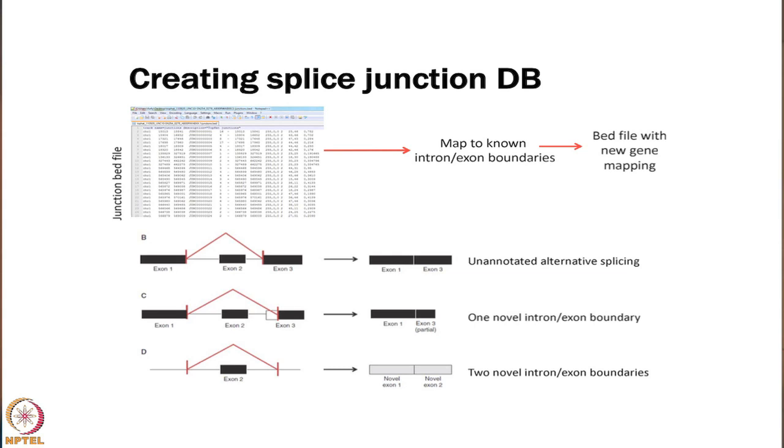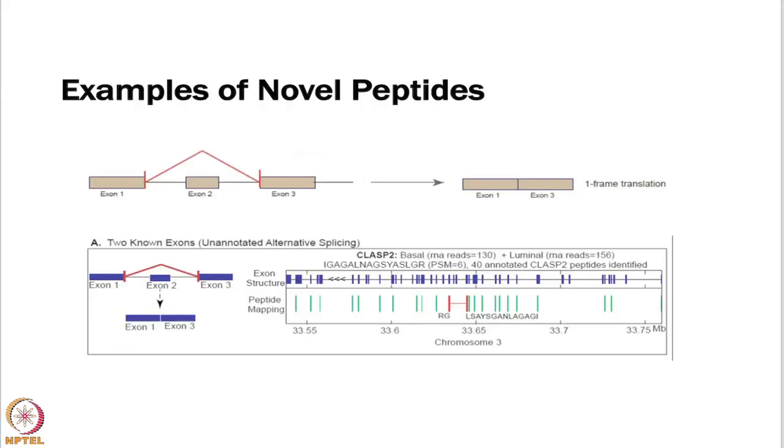So is it just an unannotated alternative splicing, where we already know the exons, but they're spliced in a new way? Does it map to one end of an exon, but the other end is mapped to something new, or is it just completely new? And the way that we deal with this changes based on what kind of novel splicing it is. So here would be an example of alternative splicing with two exons that are known, right?